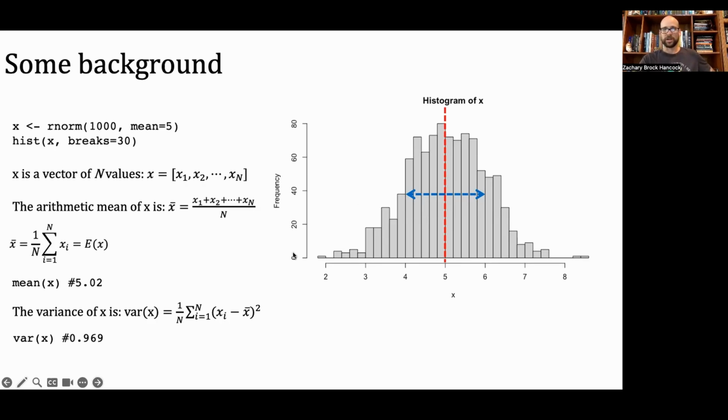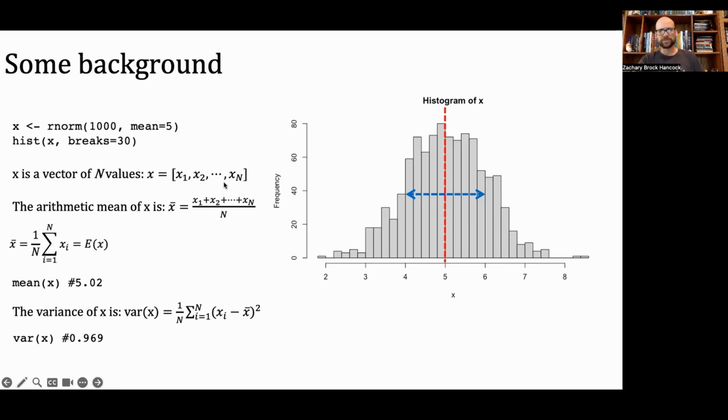So these are the frequency on the y-axis, and then the trait or the x value on the x-axis. And then I've just drawn this red line that represents the mean value of 5, and then you get this kind of bell curve around it. Okay, so the x object that I simulated is a vector of n values, with n being the total number of draws, which we can show as x is equal to x1, so the first x value, x2, the second x value, all the way to xn.